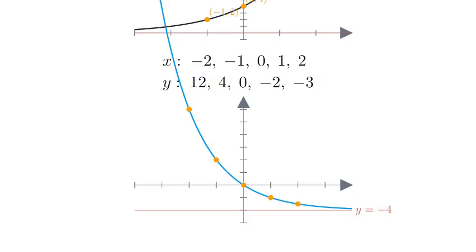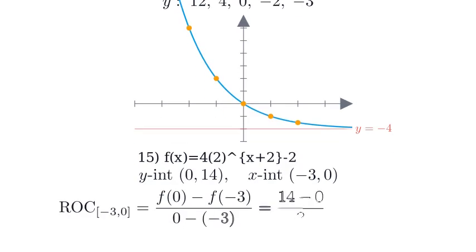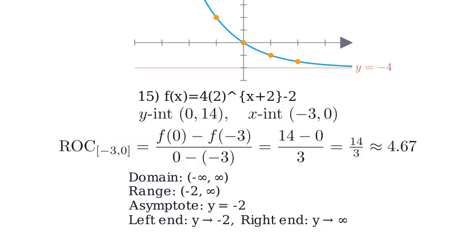Problem 15. F of x equals 4 times 2 to the x plus 2 minus 2. We summarize the graph characteristics. Intercepts. The y-intercept is 14. The x-intercept occurs at x equals negative 3. Average rate of change on negative 3 to 0 equals 14 over 3. Domain all real numbers. Range greater than negative 2.